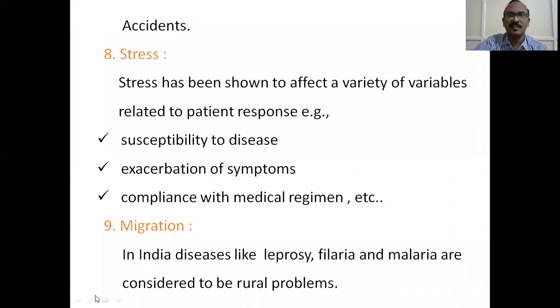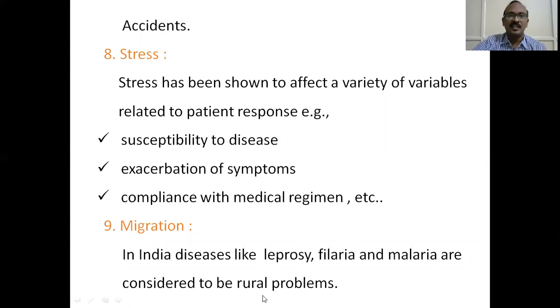Stress has been shown to affect a number of variables related to patient response, that is, susceptibility to disease. If you have increased stress, the susceptibility to disease is increased. As a result, there is every chance of disease occurring in people. So, exacerbation of symptoms: symptoms may aggravate, as in the case of asthma, if there is stress. Stress also affects compliance with the medical regimen. If there is increased stress, there is less chance that compliance with the medical regimen is maintained, or there is a failure in compliance with the medical regimen.